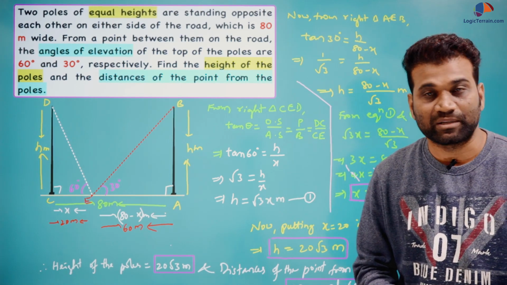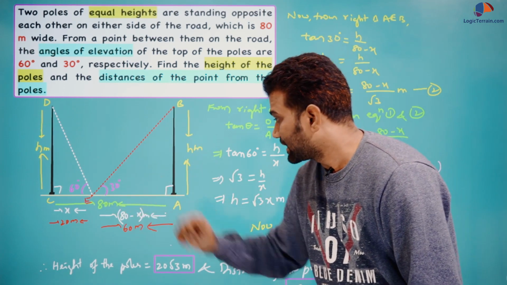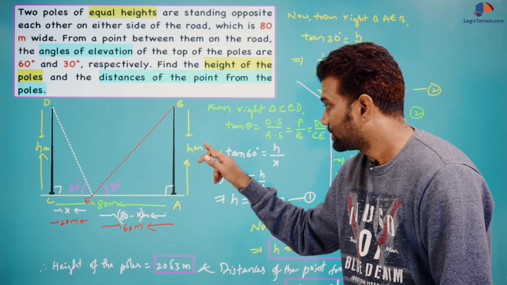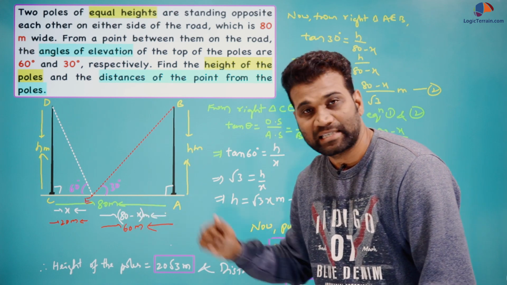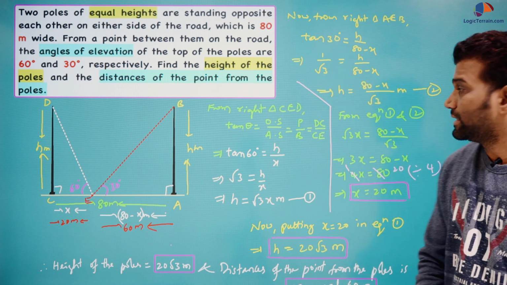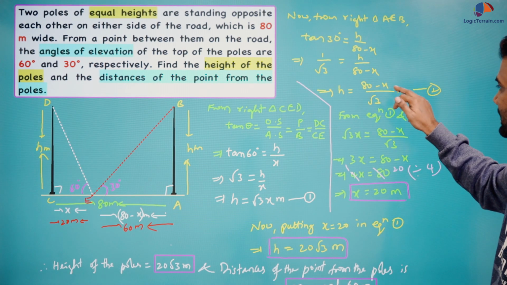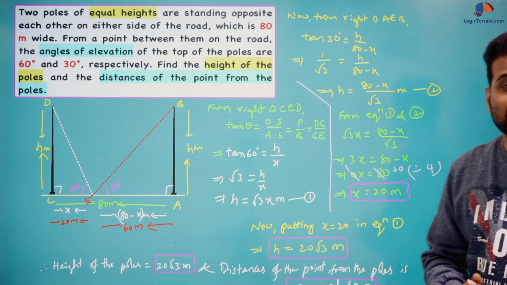Let us take this as number 1. Now by again using this right angle triangle, here theta is 30 degrees, opposite side is h and adjacent side is 80 minus x. Now putting these values, tan 30 degrees value is 1 upon square root 3, and simplifying further, we have got h is equal to (80 minus x) upon square root 3 meters. Let us take this as number 2.